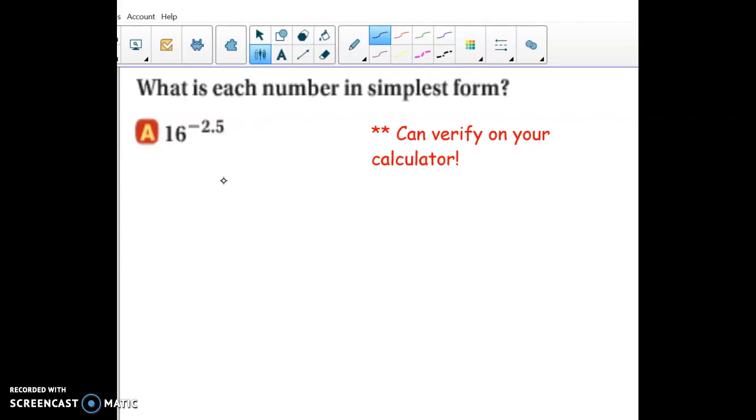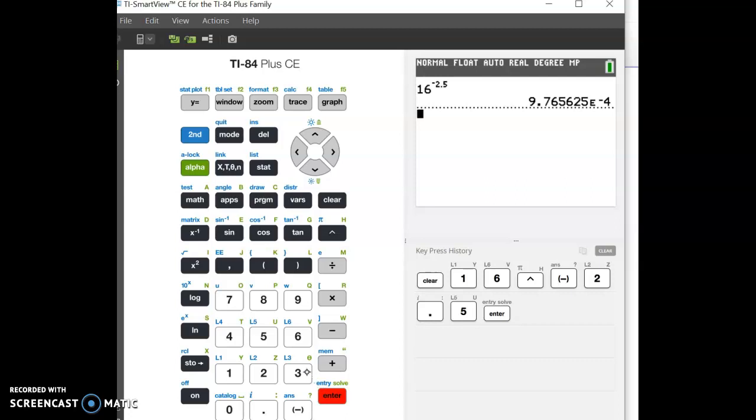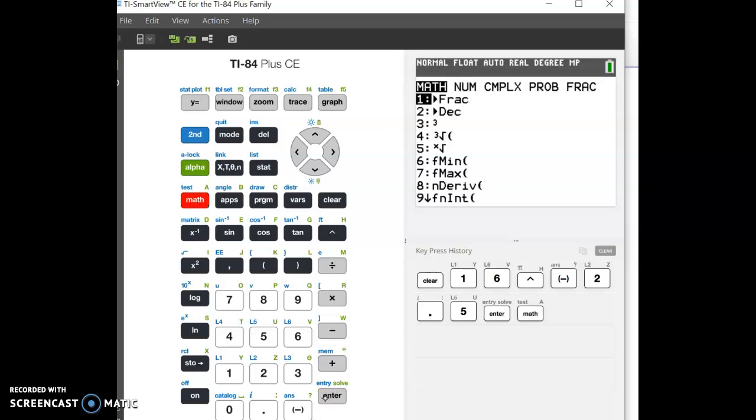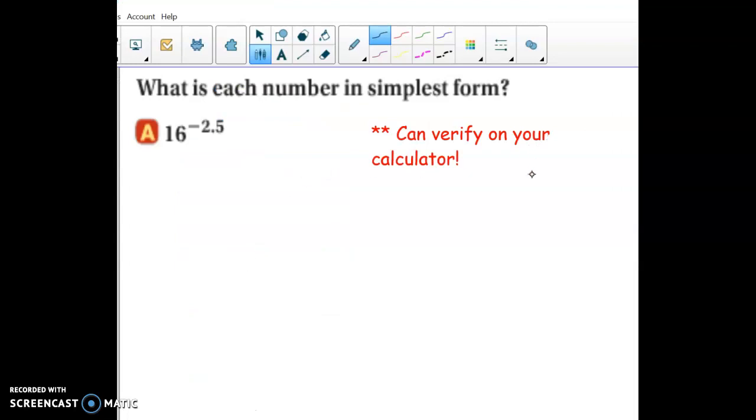All right, and some of them you can just do on your calculator, right? So this is a particular example where we can do it on our calculator. If we want to do 16 to the negative 2.5 power, we get some crazy looking answer, and oftentimes they're going to want a fraction. One quick trick, if you have a graphing calculator like this, is you can hit math and do number 1, fraction, and that'll take your previous answer and turn it into a fraction. So it looks like our answer is actually 1 over 1024.